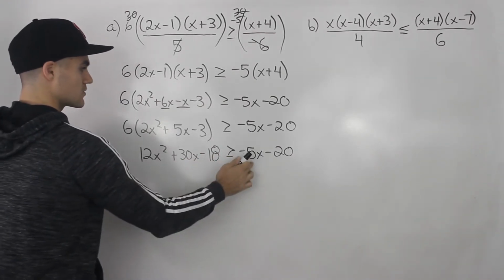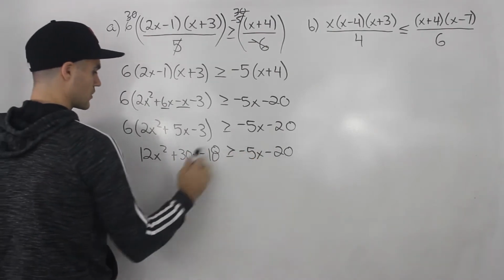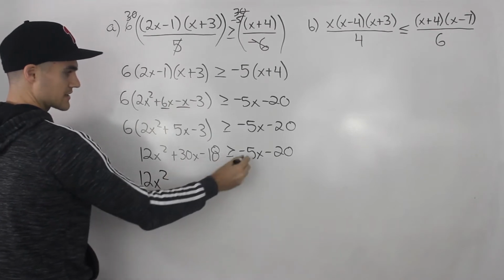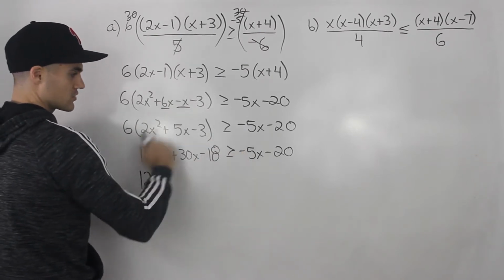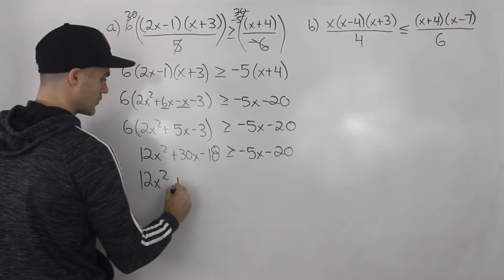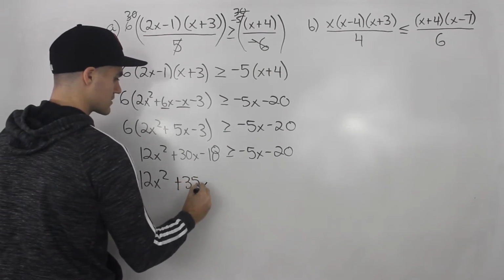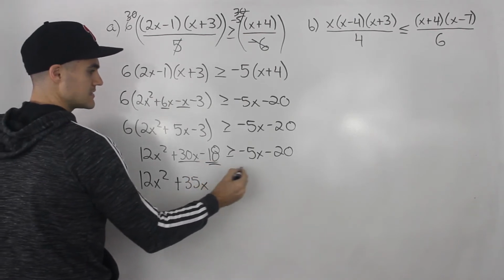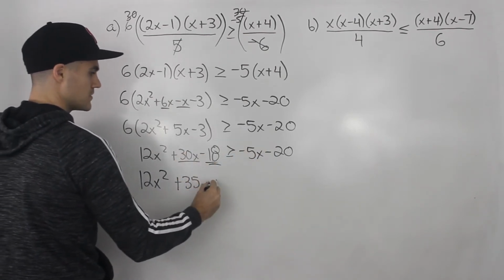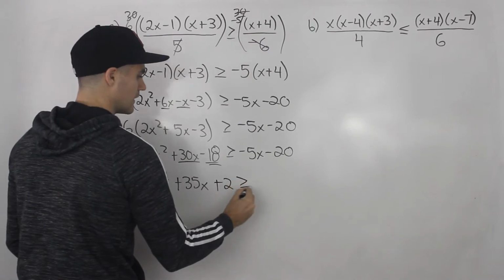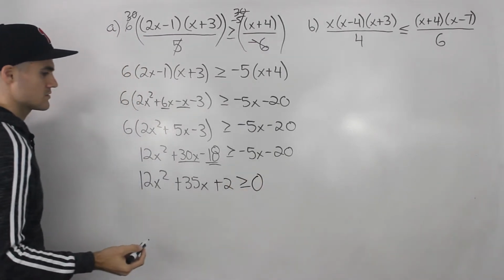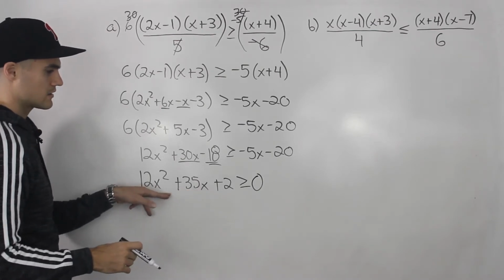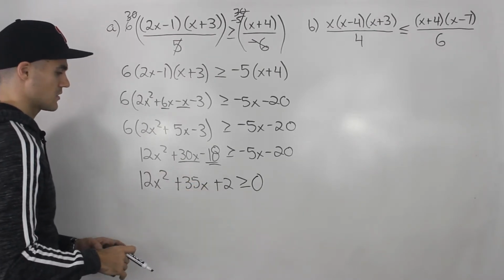So what I'm going to do is bring these over. So we'll have 12x squared and then 30x plus 5x, right? This negative turns into a positive when we bring it over. That would be positive 35x if we add it to that like term. And then negative 18 plus 20 would be positive 2. And this is going to be greater than or equal to 0. So notice how we have a quadratic greater than or equal to 0.